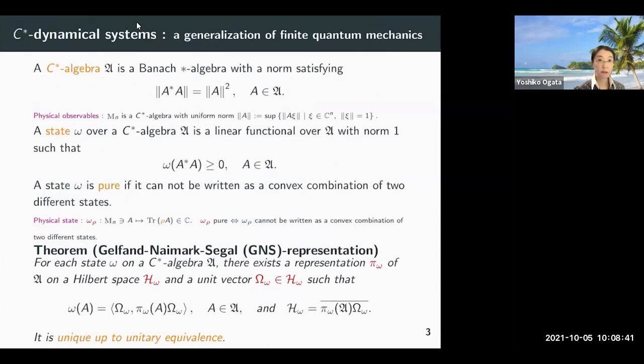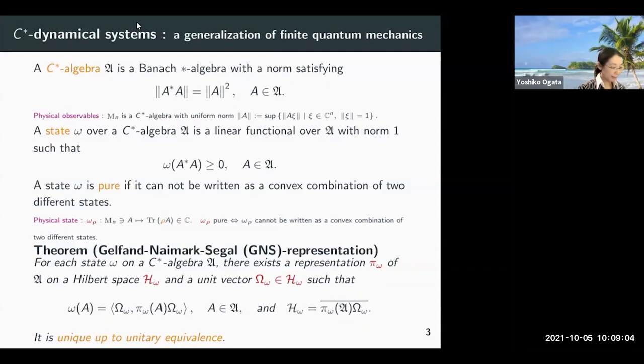So first, I would like to introduce this mathematical framework. With these small letters, I wrote the corresponding things in a finite dimensional quantum mechanical system. So I introduce a C-star dynamical system, which is a generalization of finite quantum mechanics.